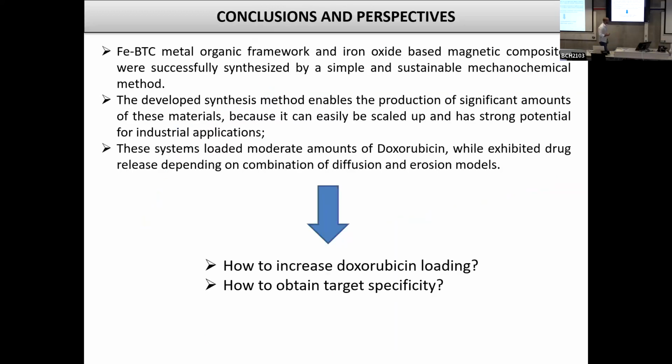So, in conclusion, we developed this system. We tried to load this system with drug. However, from my point of view, there are two issues that need to be solved. The first is how to increase doxorubicin loading, because 6.5 or 10% of drug loading is quite low. So the first issue that I want to challenge is how to increase doxorubicin loading.